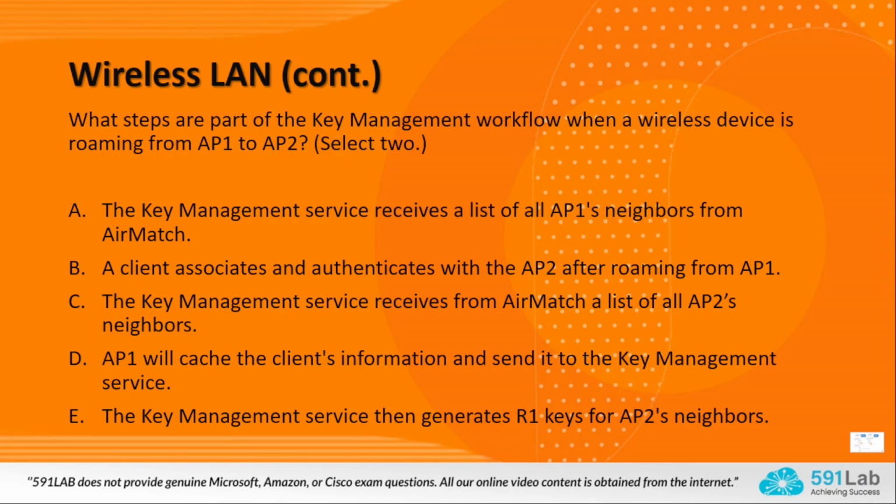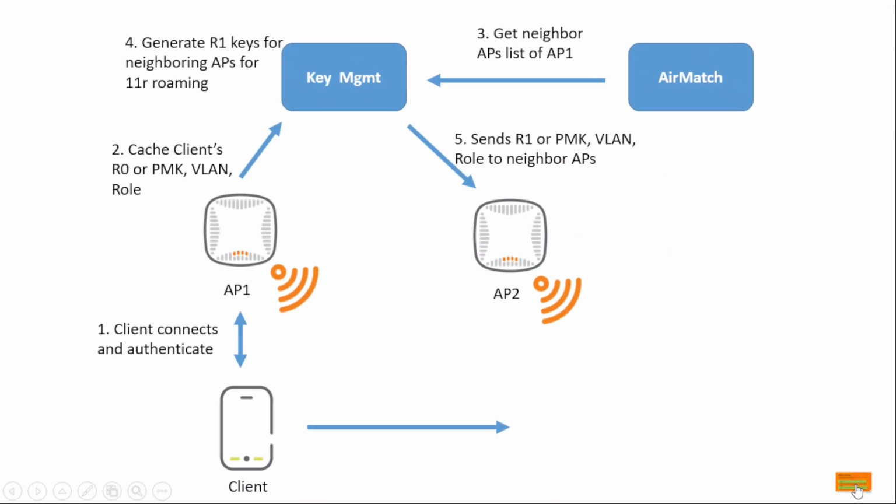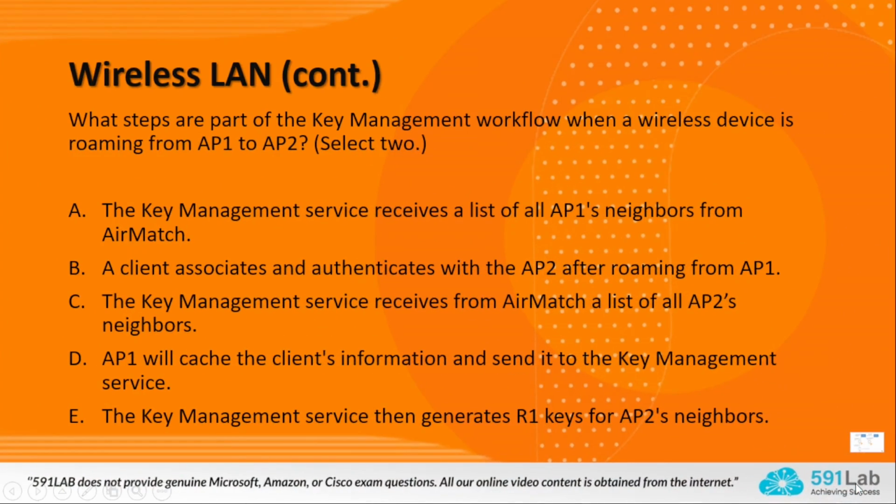Option A. The key management service receives a list of all AP1's neighbors from AirMatch. We'll check the diagram. I think it is correct. Let's double check with the diagram. Yes, that is step number 3. Yes, it will receive the neighbor list of AP1 from AirMatch. So option A is correct.